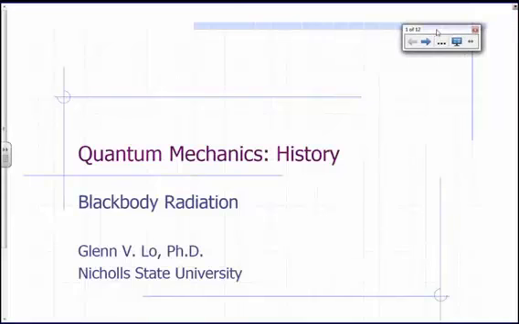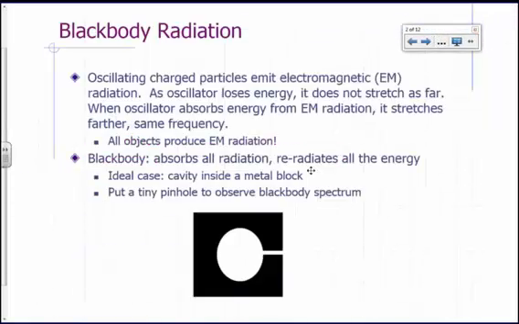Let's talk about blackbody radiation. First things first, if you have an oscillating charged particle, that charged particle emits electromagnetic radiation. So when you have a particle that's oscillating, it can lose energy. When that happens, let's say you have something that oscillates back and forth.